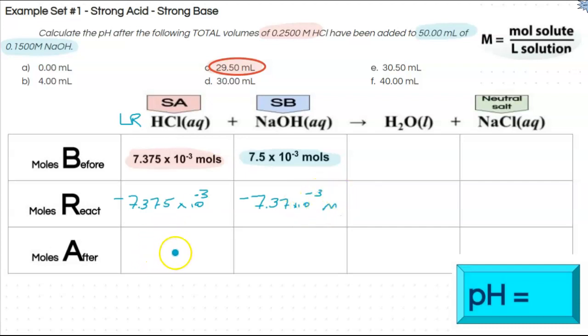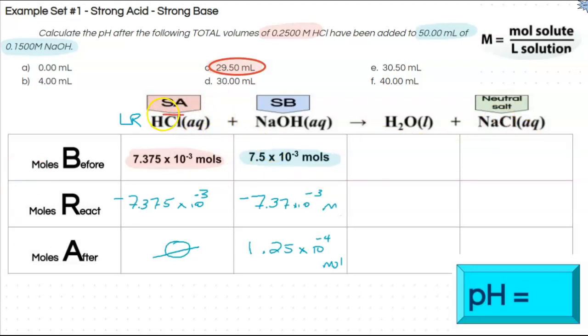So when the reaction is over, all of the acid is gone, and I only have 1.25 times 10 to the negative fourth moles of my base left over. So I've used up almost all of the base. Now you'll notice that I'm not talking about any of this information on the product side.